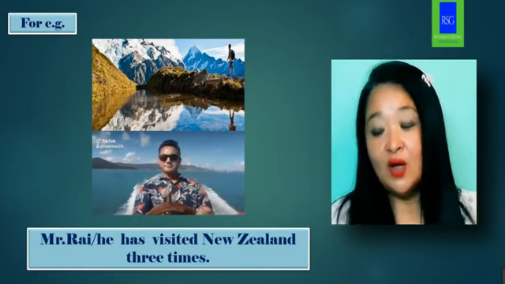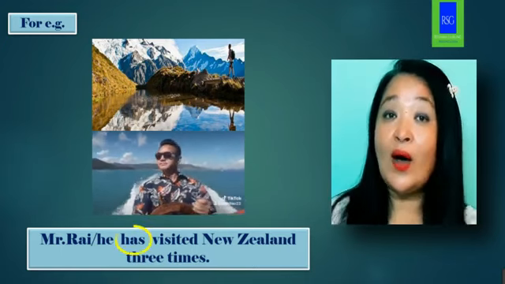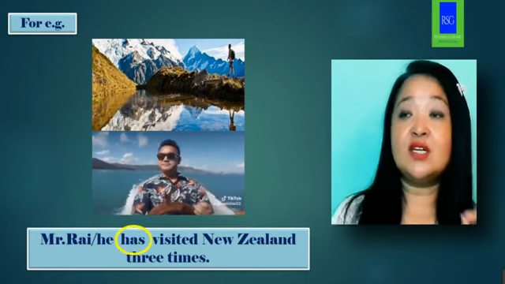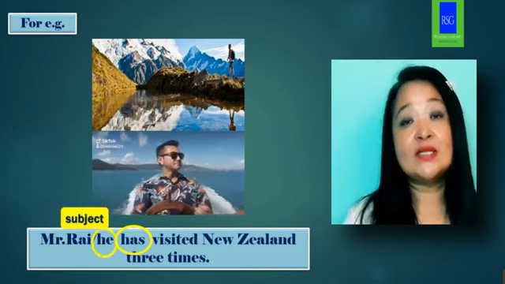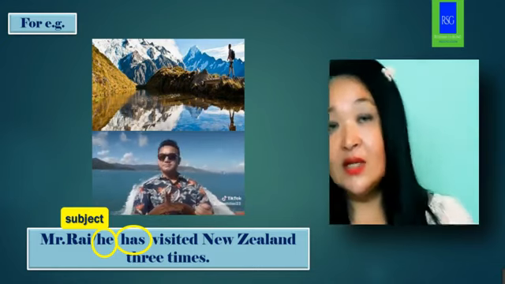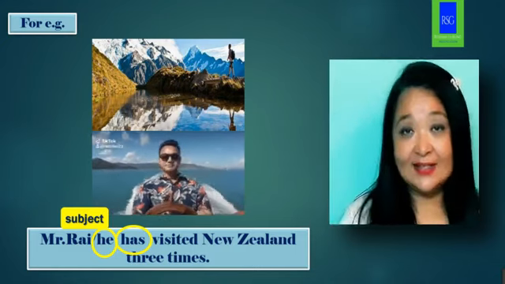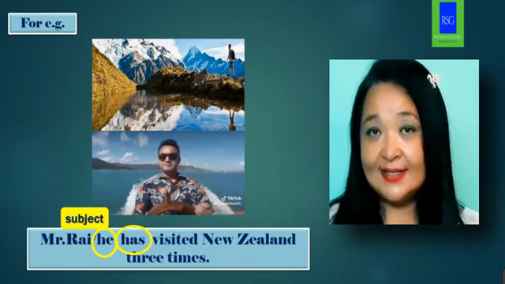Understood? Okay. And I'm using the word has here. Why? Because I'm using the subject he. Understood? So these are the two ways we use have or has, which is our present perfect tense.